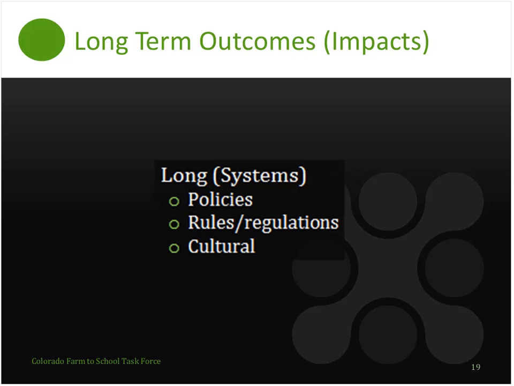Long-term outcomes consist of system changes and conditions at the social, health, environmental, and economic level. It also includes changes in culture, policy, rules, and regulations that affect multiple systems. Long-term impacts are the hardest to evaluate, yet we often think about farm-to-school efforts with those long-term outcomes in mind. Let's take a look at long-term impacts that you all identified.